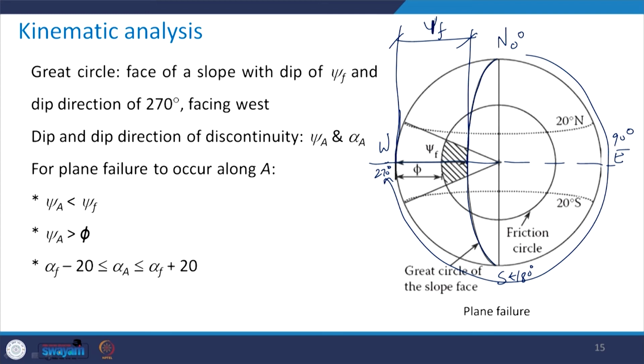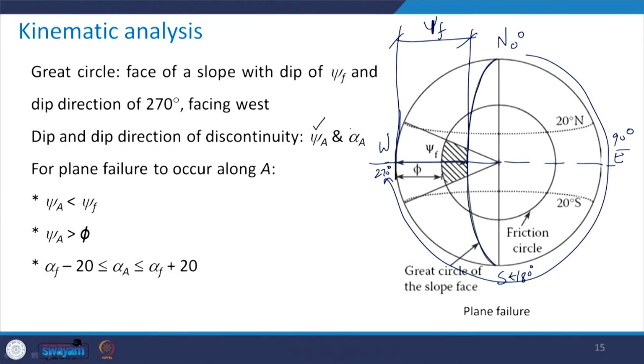So, the slope face, we know the dip and the dip direction, and in this particular case that we have taken it has a dip direction of 270 degree facing west. Now, dip and dip direction of the discontinuity is being represented by psi A and alpha A respectively.